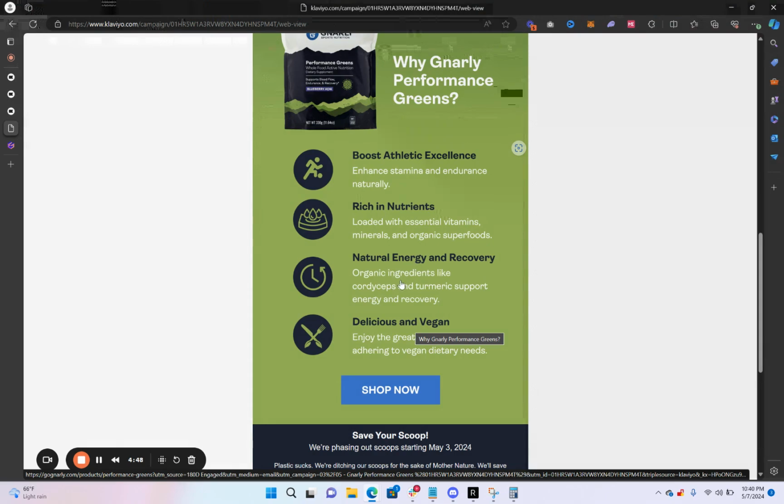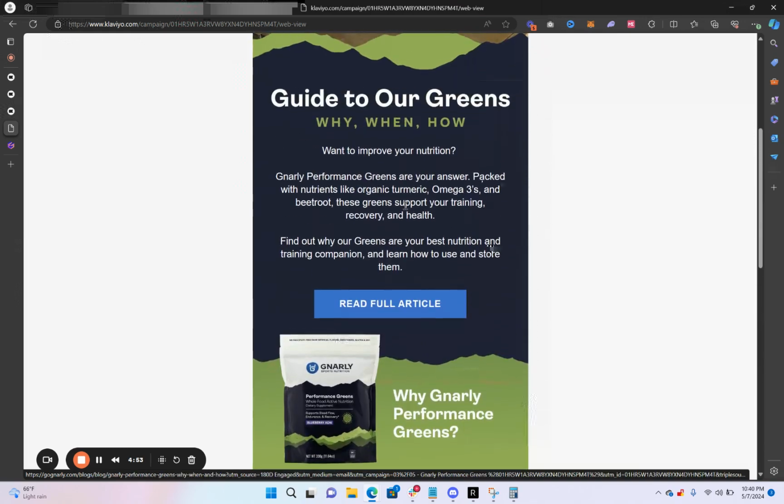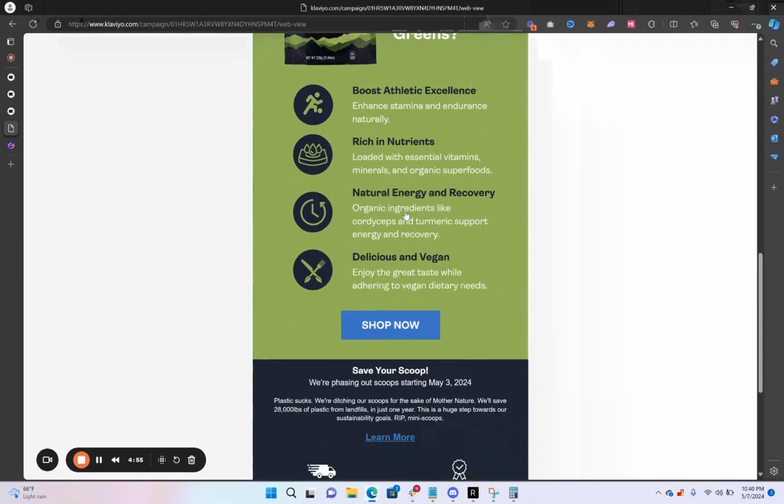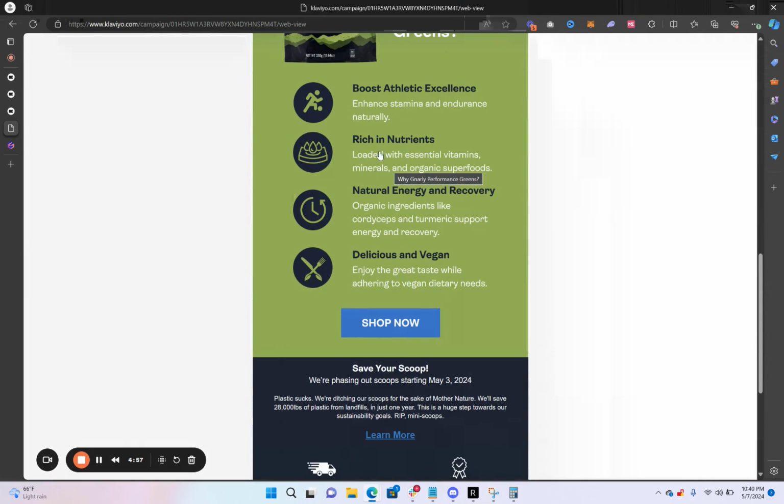And then you explain it with the subtext here. So organic ingredients. The stuff that we listed up here, we're going to connect them to the benefit here, and essentially increase the perceived value of the product that way, right?